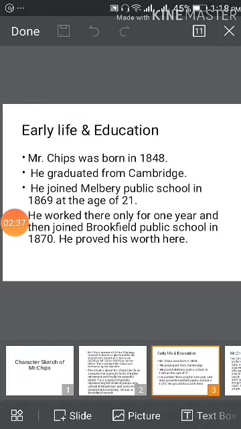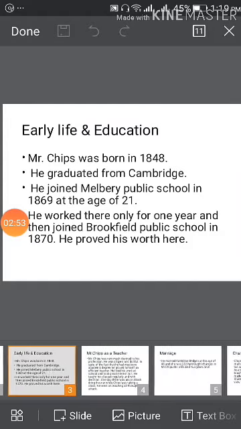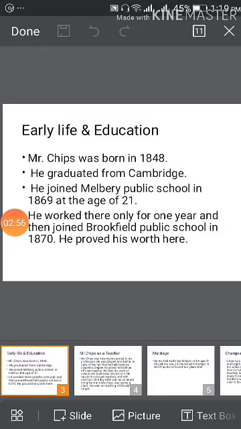He graduated from Cambridge. He joined Melbury Public School in 1869 at the age of 21. He worked there only for 1 year, and then he left the school and tried to get a job in a better school. Then he joined Brookfield Public School in 1870. He proved his worth there.